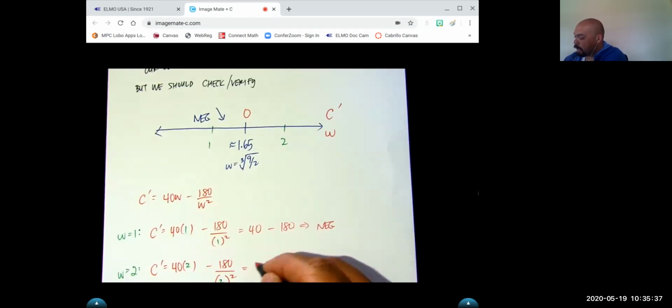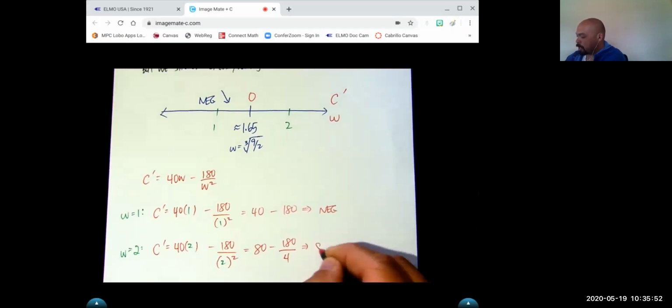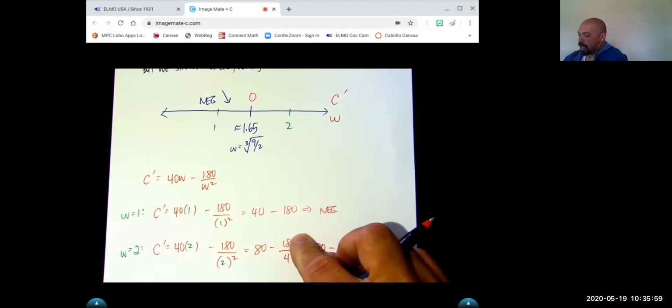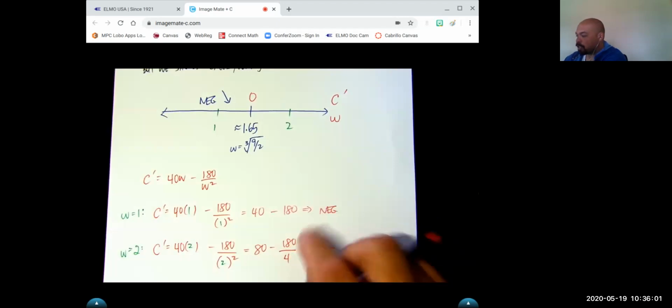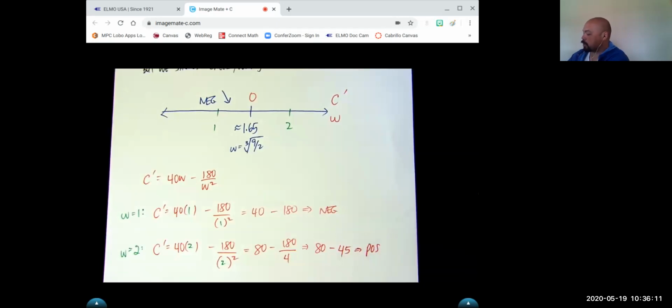40 times 2 is 80, minus 180 over 2 squared, 4. And doing that, we can double check. That's going to be 80 minus 180 divided by 4. We talked about up here that 9 halves is 4.5, we tack on a 0 or multiply by 10. That should come out to, I think, 45. Double check my arithmetic. And in that case, it's positive. That's the big concern.